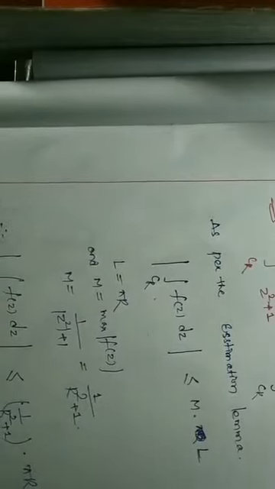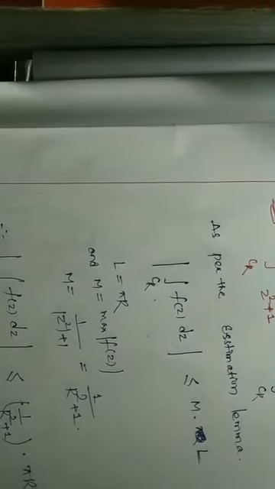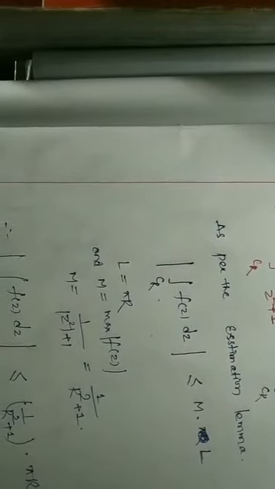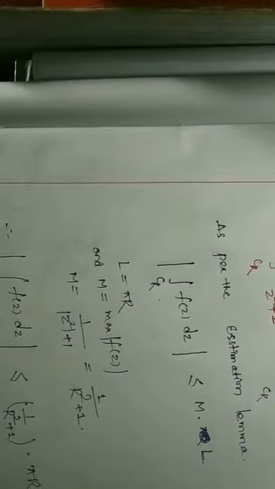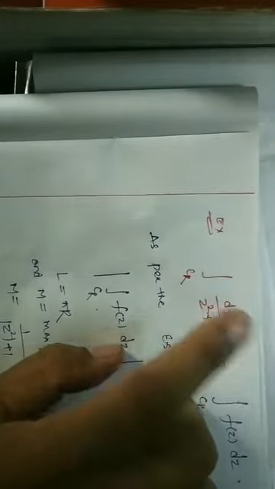This integral, which we have done in this way, can also be verified with the help of our theorem, that is the estimation lemma or ML inequality. So this also can be verified: the integral over C_R will be equal to 0 when R tends to infinity, by using the estimation lemma or ML inequality.